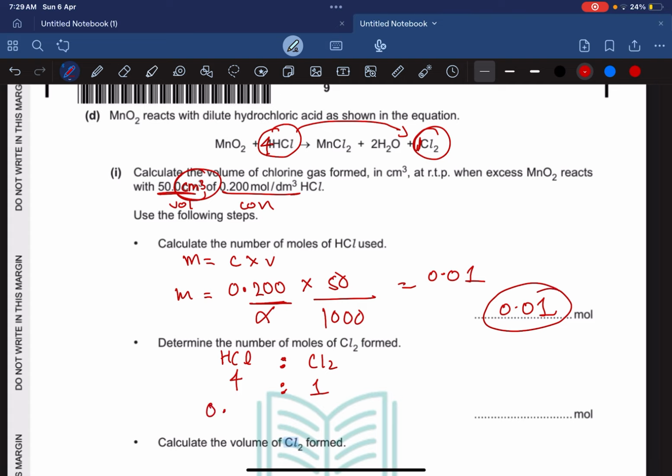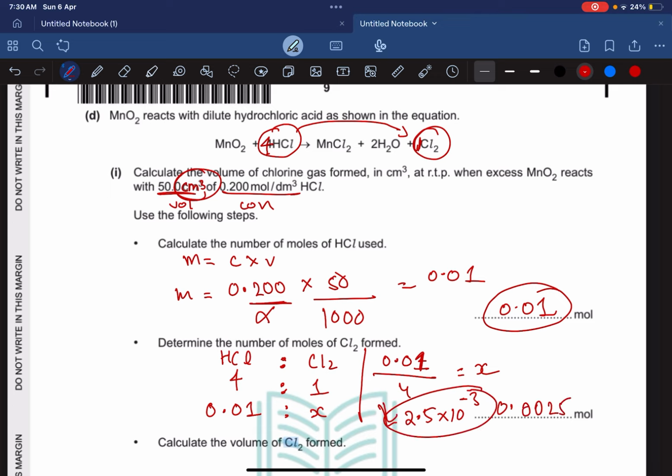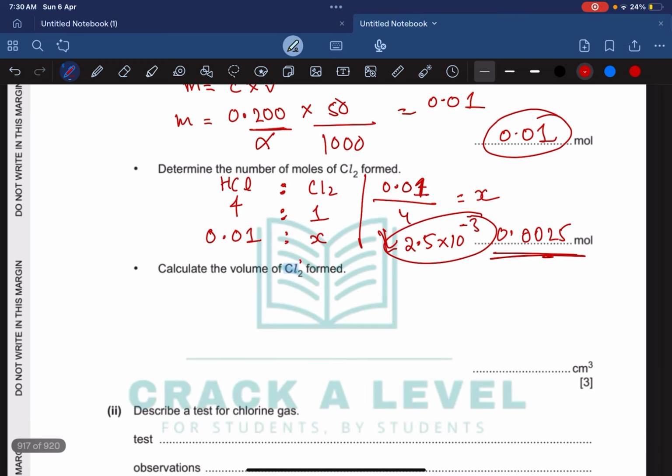तो अगर HCl के 0.01 moles होंगे तो Cl के x moles होंगे. ठीक है, from this you can easily find by 0.01 divided by 4 equals x. Divided by 4, and that's going to give you 2.5 × 10^-3, which is going to be 0.0025 moles. Okay, you can write this way as well. This is the scientific way, but you can write this because that's going to help you in the next parts. Okay, अच्छा, calculate the volume of Cl2 formed.